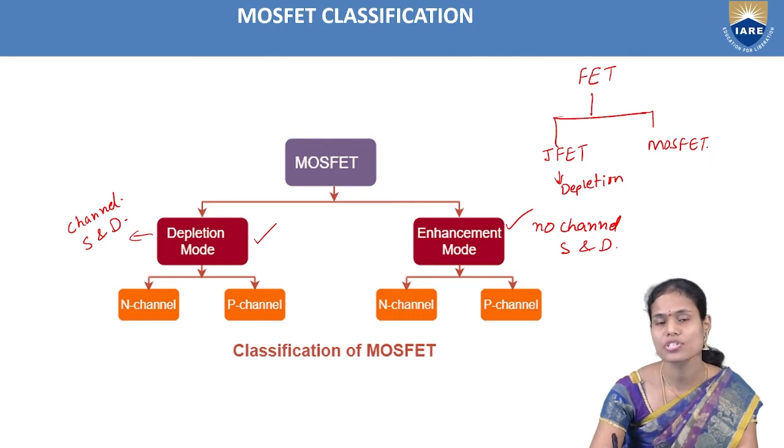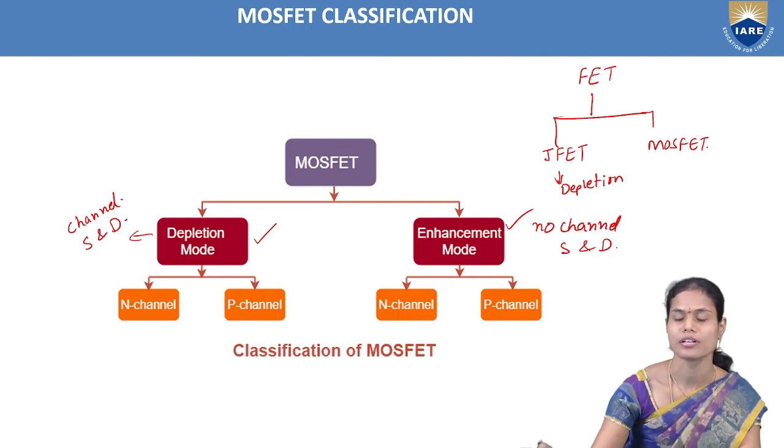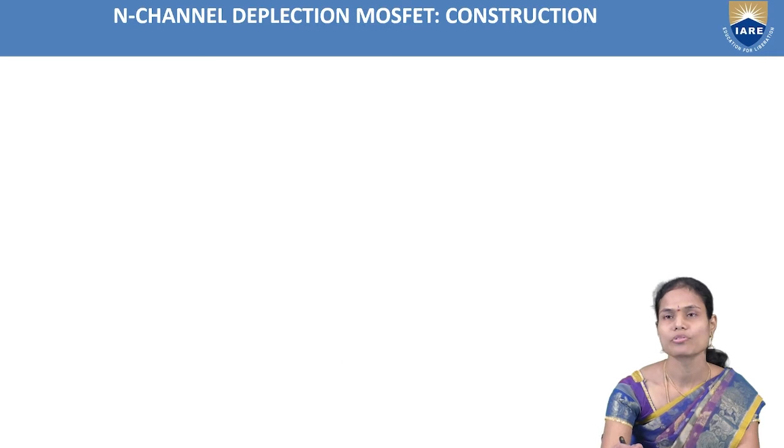In this case also a channel can be formed, but only when you provide the biasing voltages to the enhancement MOSFET can it create the channel and provide the current. But in the case of depletion mode, in the construction itself, we provide the channel. So that is the basic difference between the depletion mode MOSFET and enhancement mode MOSFET.